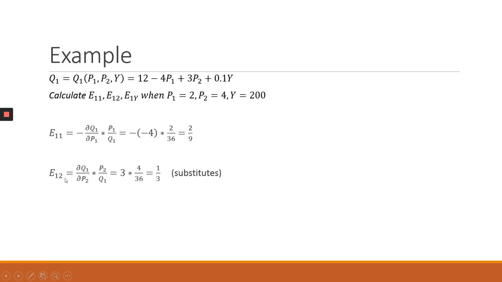We can also calculate the cross price elasticity, differentiate the Q1 function with respect to P2, right? And multiply with the price and the quantity, right? So in this case, you can see that the value of our cross price elasticity is positive. Because it's positive, then we know they are substitutes.